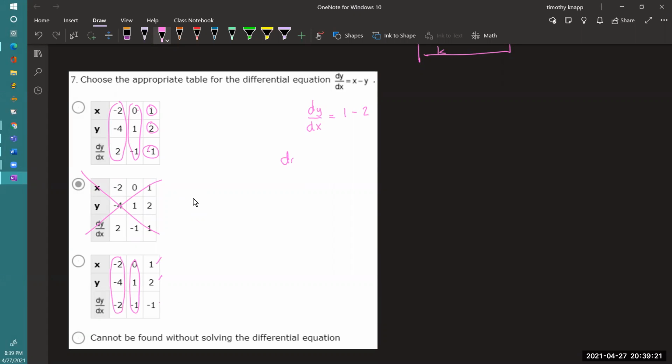So I'm going to write dy/dx equals, let's see, what is my x value? It's going to be -2 minus a -4. I'm checking this one up here first. What is this going to be? -2 minus a -4, which is +2, if I'm looking at that correctly. I think then this is the correct solution. That one right there.